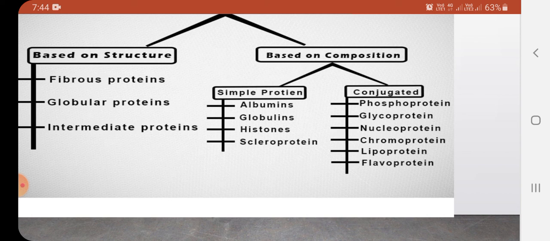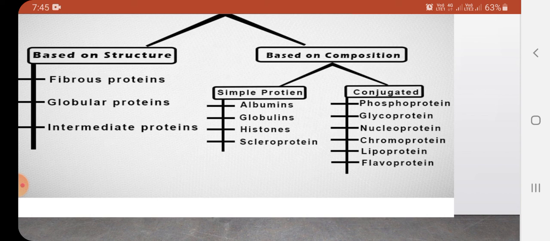Nucleoprotein. Nucleoproteins are the basic proteins plus nucleic acids. Example, deoxyribonucleoproteins in chromosomes of nuclei and ribonucleoproteins in ribosome. Then next is chromoprotein. Chromoproteins are associated with a certain porphyrin ring pigment. Example, hemoglobin, myoglobin, cytochromes, rhodopsin, flavoproteins. All these are important examples of chromoproteins.